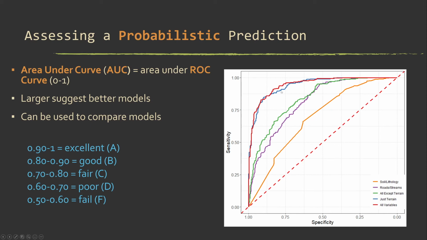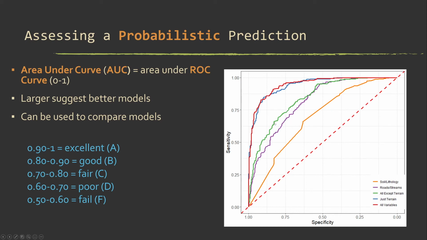So here we have a couple. This is for predicting slope failures, and we have a couple different models. We have one using all the available predictor variables. The blue line here represents using just the terrain-related predictor variables.